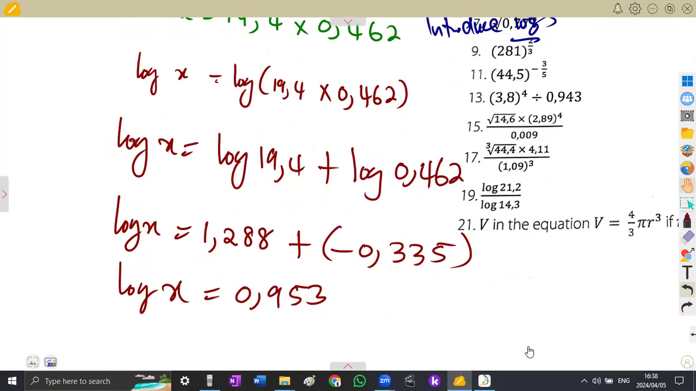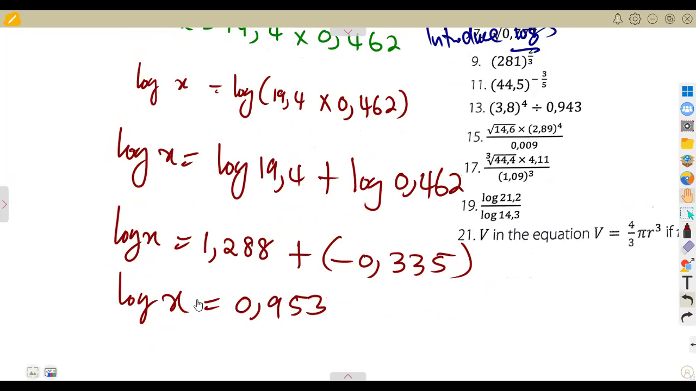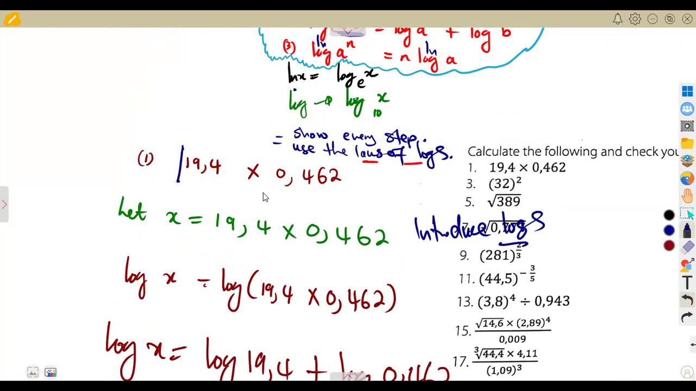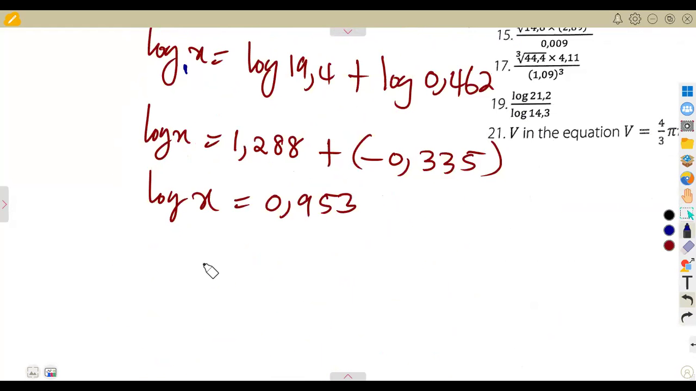Remember that this is a log. Log x. We do not want log x. We need x because x represents the product of these two numbers. Remember, we said let x represent the product of these two numbers. So by doing this, if there is a log like this, you are supposed to solve for x because x is the product of these two numbers. And by solving for x, you are obtaining the product. If you are using a log like this, it means you are in the base of 10, like I said before. So this is in the base of 10.